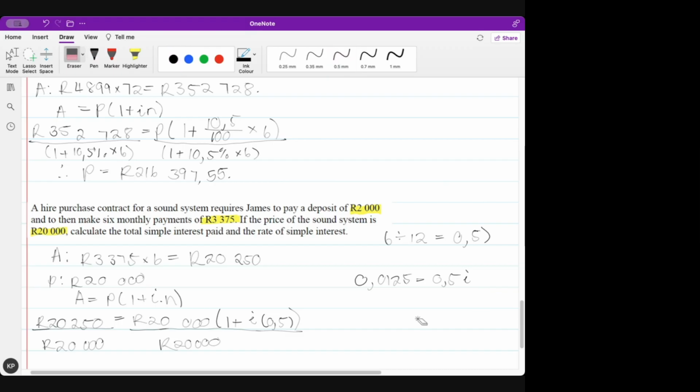Abu, our answers are different. Maybe I made a mistake. Let's check. Divided by 20,000. Yes, equals that. And then you subtract 1 equals that. You forgot to divide by 0,5. Abu, did you divide? Because I get 0,0125 divided by 0,5. Maybe I should divide it and stop asking questions.